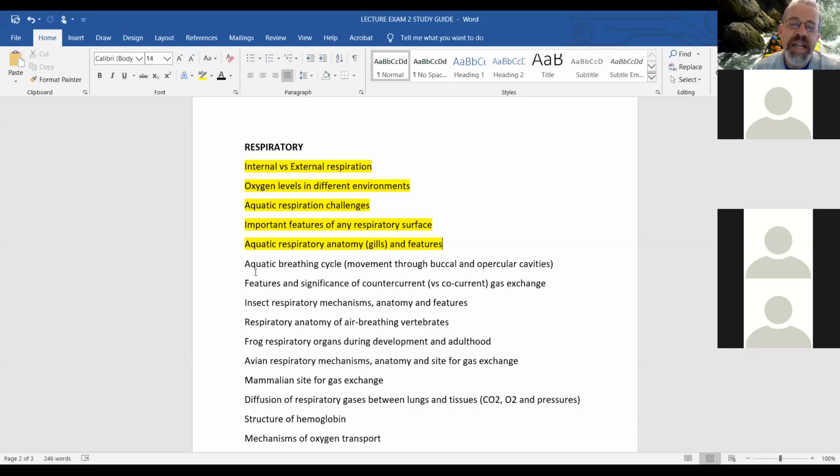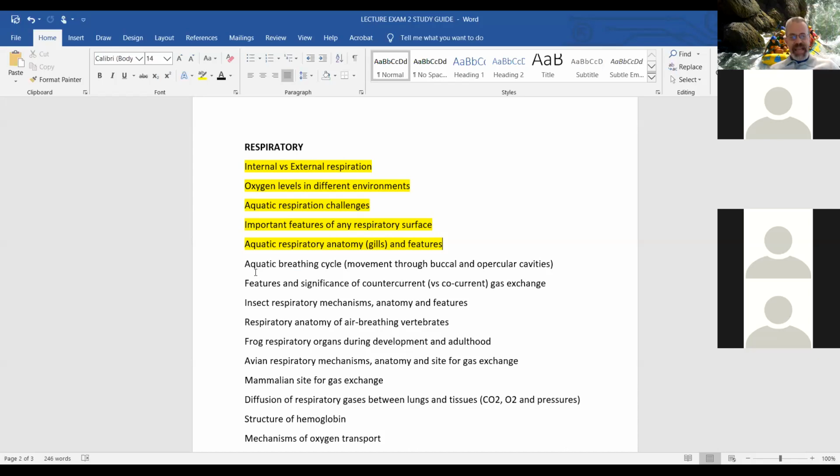With co-current, that doesn't happen. You end up reaching an equilibrium where you eventually lose the ability for oxygen to diffuse. That's what we call co-current. So countercurrent good, co-current not good as far as gas exchange. So yeah, that's the anatomy and the physiology of fish breathing.